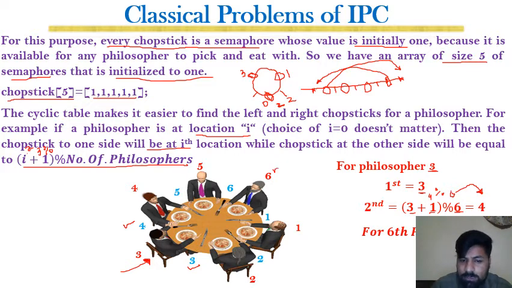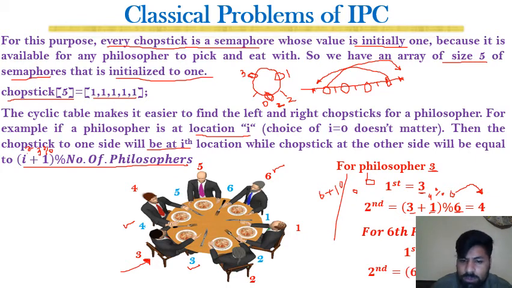Now consider the sixth philosopher. The chopstick on one side of the sixth philosopher will be equal to 6. For the second chopstick, we use the formula (6 + 1) modulus 6. This is the formula to find the other chopstick for the sixth philosopher.